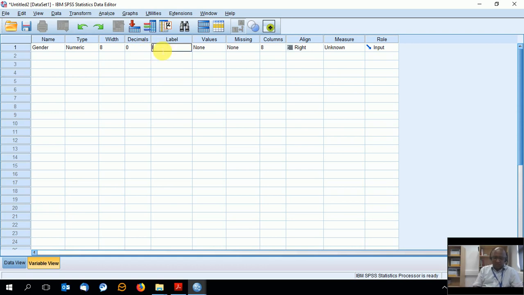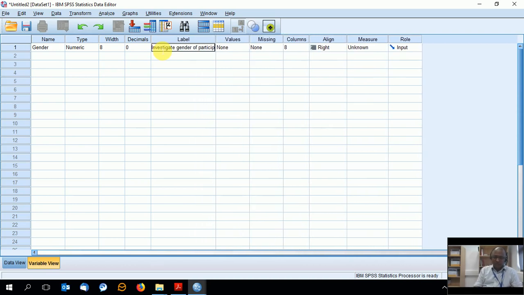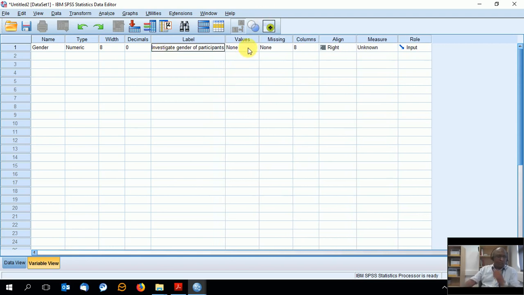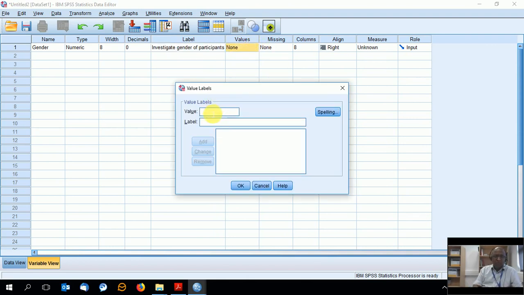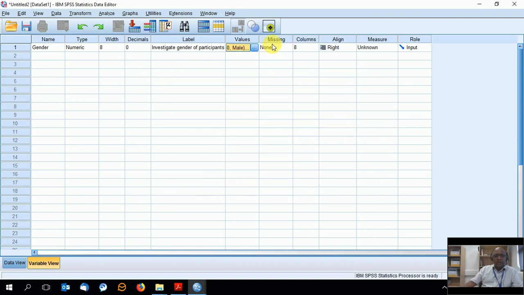So here again, the label is gender of participants. The values that I want to assign are male and female. I would probably like to assign 0 to male, and number 1 to female. Okay, there's no missingness here. Let's assume that everybody responded to that particular question, but it all depends on the responses that you've collected. If you have one missing value for gender, then you might decide to use this. So right now I'm going to keep it as such.